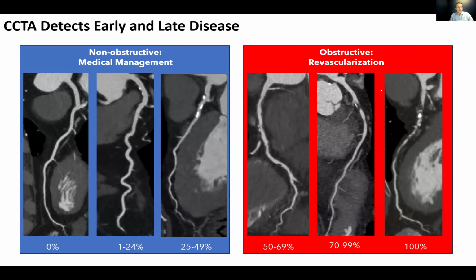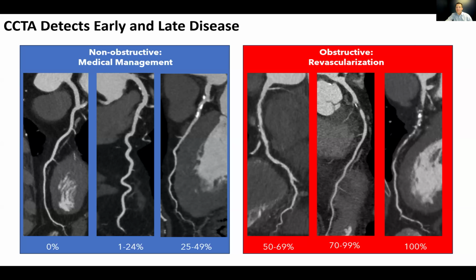But this is why the guidelines and practice have really shifted. When you use coronary CTA, most of the patients we see with chest pain symptoms may not have obstructive disease, but they may have what's shown here in the blue column, or the cases in blue, non-obstructive disease. These are patients who need to be on aspirin, statin therapy. They need to have their blood pressure well controlled to prevent future heart disease events.